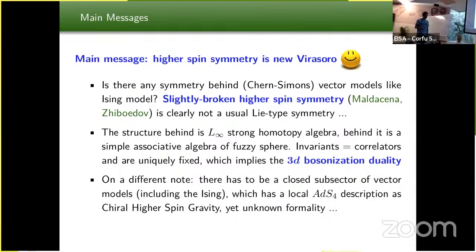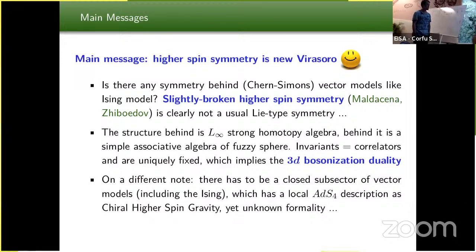But as a matter of fact, if you look at the spectrum of operators in these models, you find a lot of almost conserved tensors. So if they are conserved, we sort of know what to do. That's the usual symmetry, but they're not conserved a little bit and in a very special way. So this was dubbed slightly broken higher spin symmetry by Maldacena and Zhiboedov, and it was not even clear what kind of mathematical structure that corresponds to.